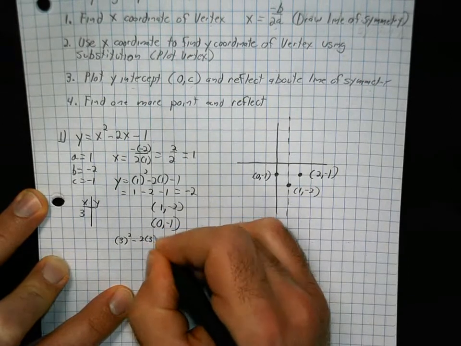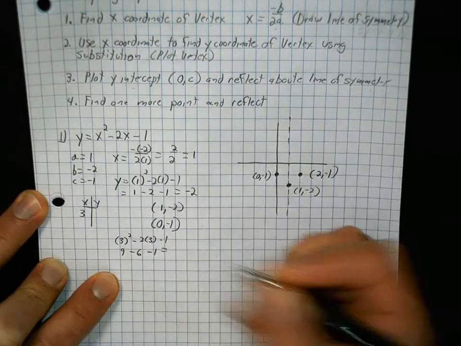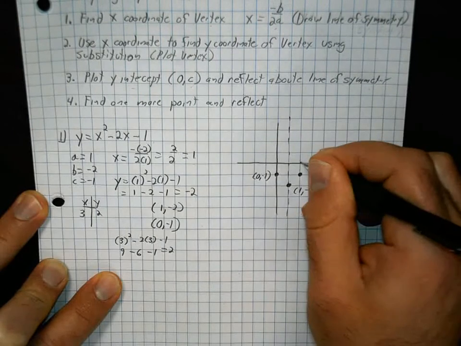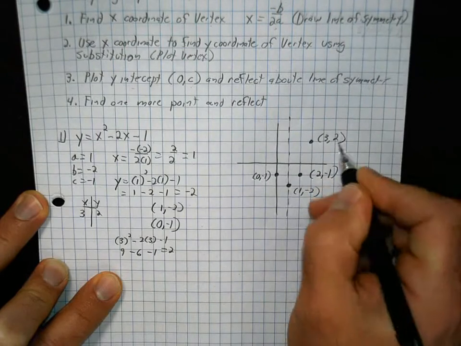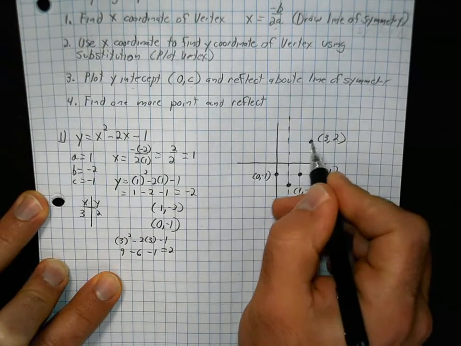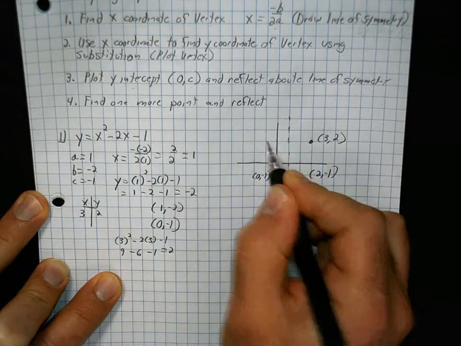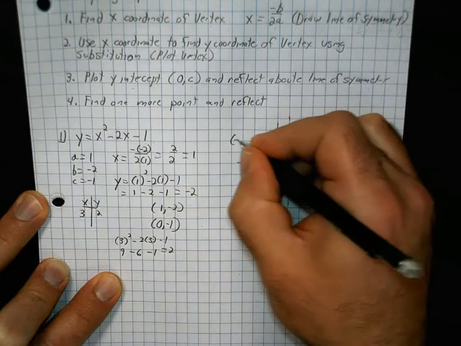2 times 3 minus 1, so that's 9 minus 6 minus 1 is 2. So 3, 2 is on my graph. And I reflect that over the other side. So you can count two points to the line of symmetry and then 2 over. So this point is on my graph, which is negative 1, 2.